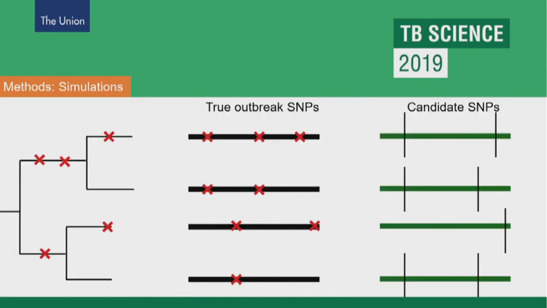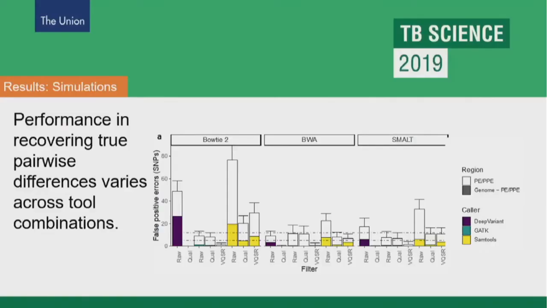And we could compare the candidate outbreak SNPs identified by each tool combination with our underlying truth to measure true and false positives, and measure overall accuracy of our pipelines. Turning now to the results for the simulations part, we see that performance, and this is false positives here, varies widely across the different tool combinations.